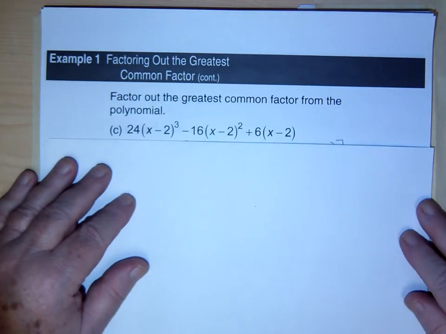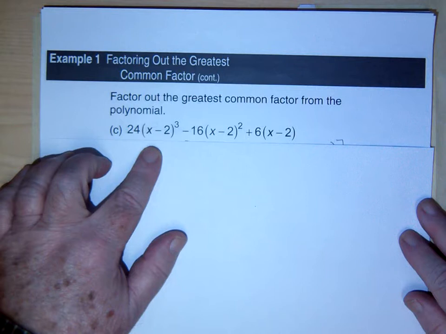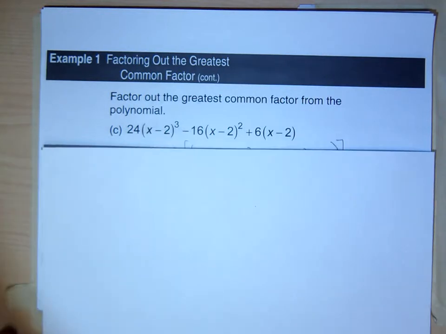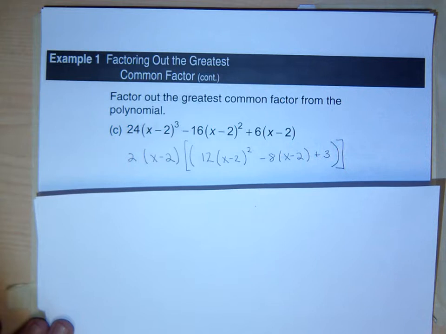In this case, not only is there a common factor of 2 throughout, but there's also a common factor of x minus 2 in each term. Consequently, we can factor 2(x minus 2) out, and we're left with this expression.